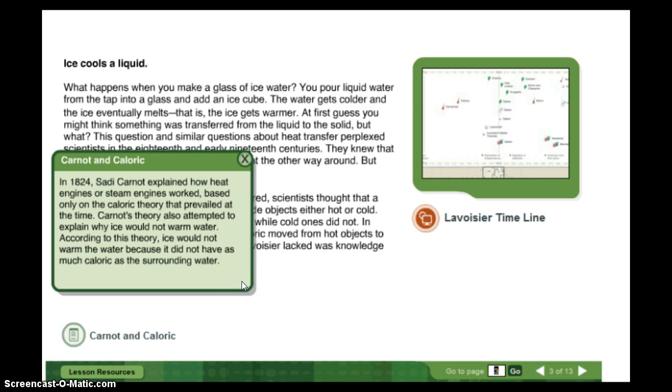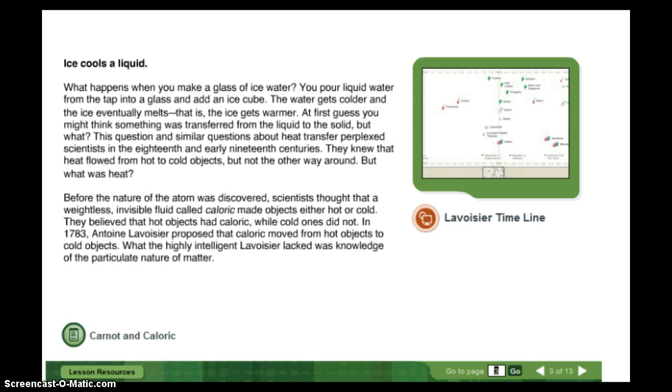In 1824, Sadi Carnot explained how heat engines or steam engines worked based only on the caloric theory that prevailed at the time. Carnot's theory also attempted to explain why ice would not warm water. According to his theory, ice would not warm the water because it did not have as much caloric as the surrounding water. So of course we know that there's not this caloric fluid anymore, but we do still know that heat travels from hot to cold.